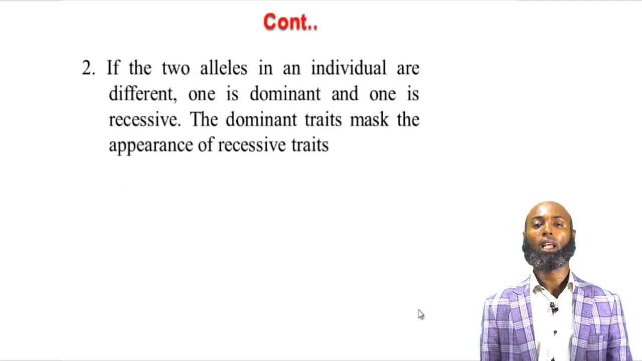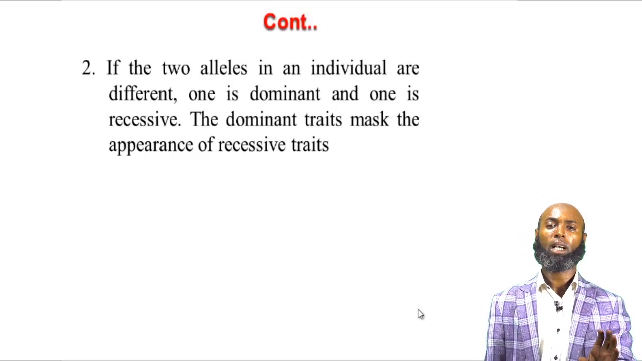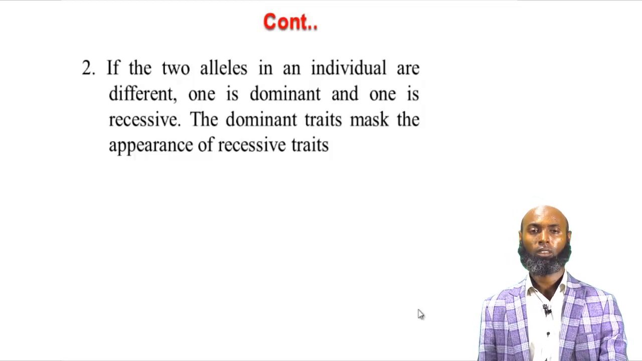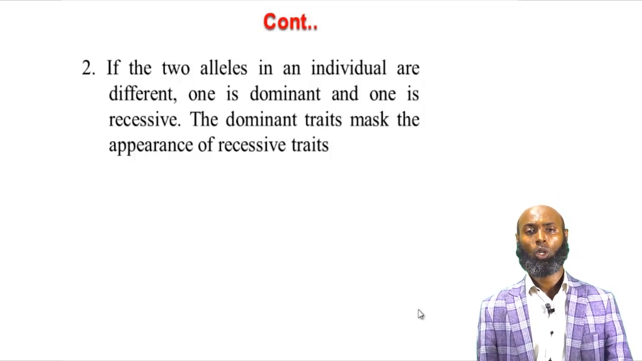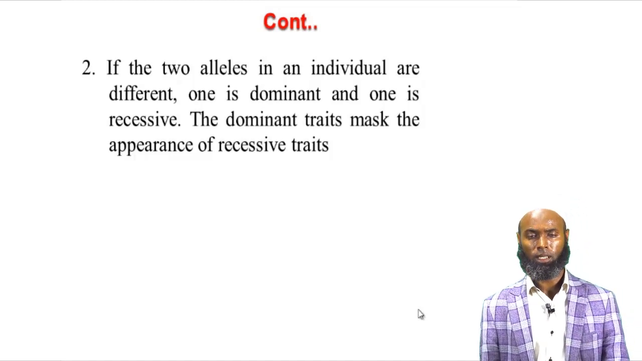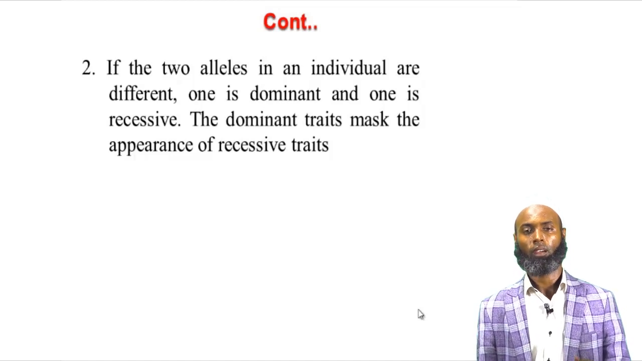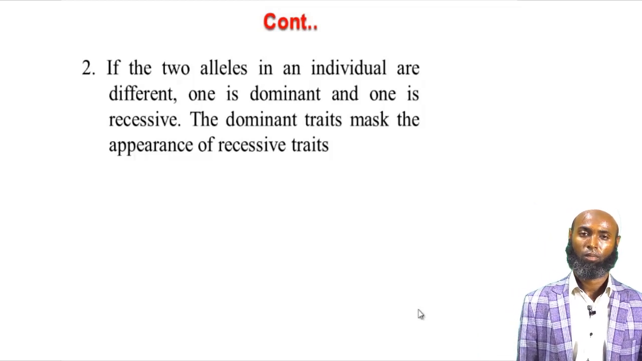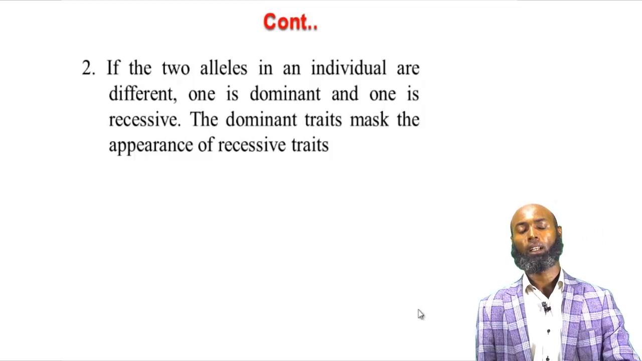Secondly, if the two alleles in the individual are different, obviously one is dominant and the other is recessive. One expresses itself and the other cannot express itself. The one that expresses itself is dominant. The one that does not express itself is the recessive. In fact, the dominant trait masks the appearance of the recessive trait, like the purple dominates the white color.